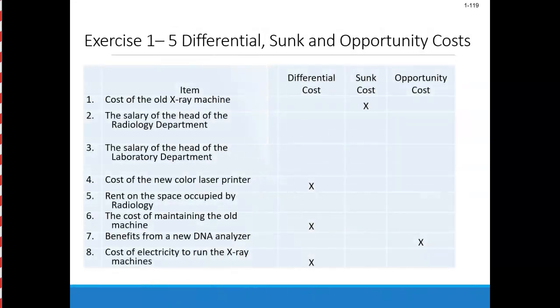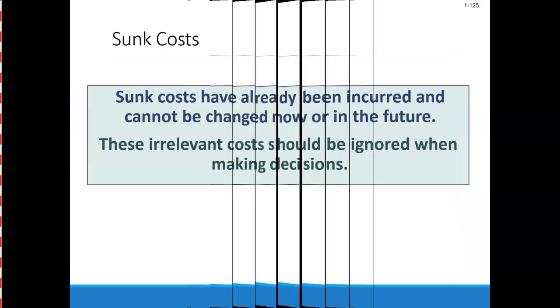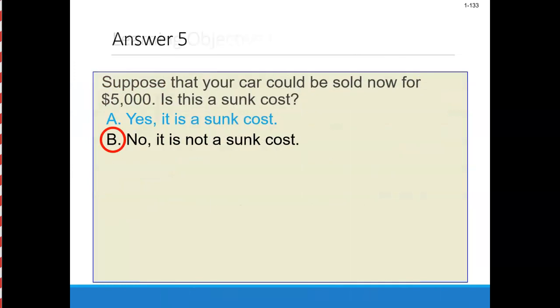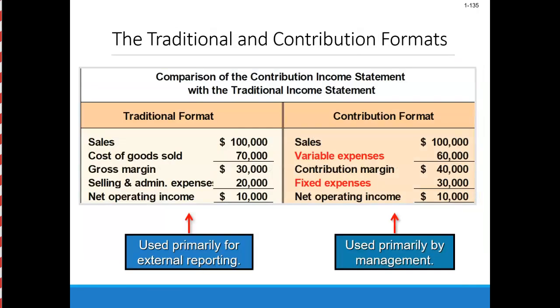Got those. As you see, the salary of the departments are none of them, and the rent occupied on the space is none of these. Just so you knew that. Okay. Sorry about that. I had the slides backwards.